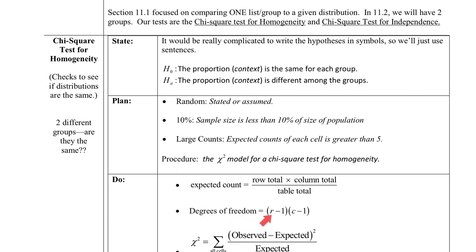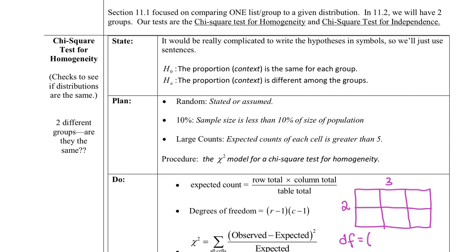Degrees of freedom now are the number of rows minus 1 times the number of columns minus 1. So for example, if we have a two-way table where we've got 3 columns and 2 rows across, then my degrees of freedom for a table like this would be 3 minus 1, which is 2, and then 2 minus 1, which is 1. So my degrees of freedom for this table is only 2. You'll get used to it as we go on.